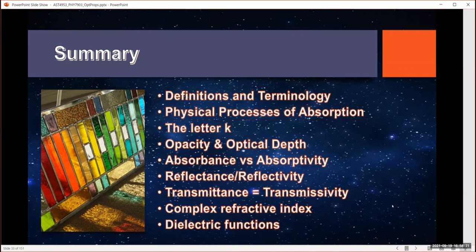And that's it for this video. We will be back with the next step in understanding the optical properties of solids in the next video.